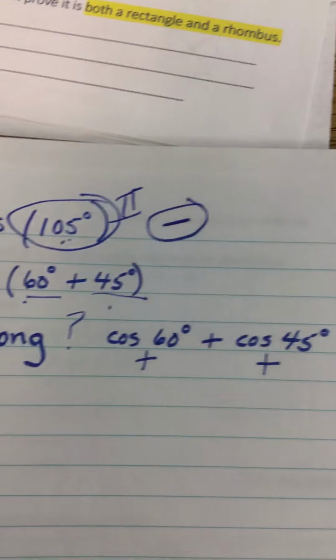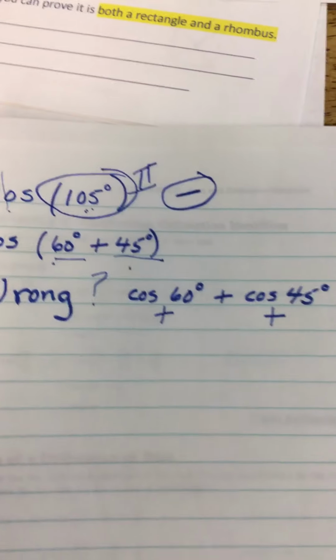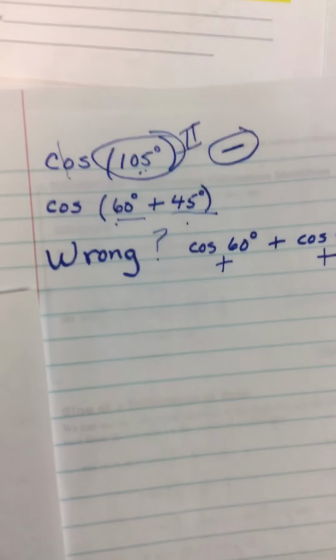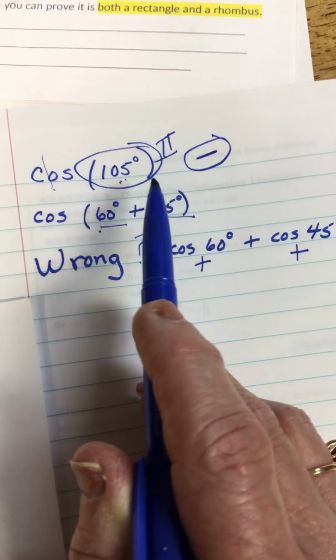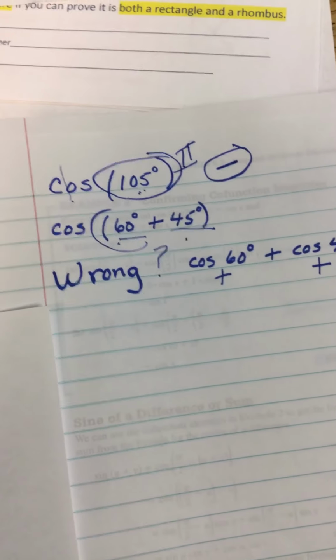So while I told you that we're going to be talking about the sum and difference identities, they don't work straightforward like we think they should. The cosine of 105 is not like adding the cosine of 60 plus the cosine of 45. So we need to talk about these.